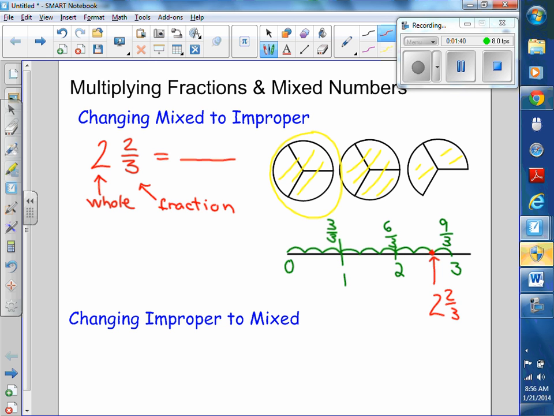So the mixed number, like this one right here, that's 2 wholes and 2/3. Do you see that? Because it's 2 whole jumps, 1 jump, 2 jumps, and then 2/3. That's the mixed number. That's what I have right here. But the improper is just how many thirds altogether. So what do you have, Zoe? I got 8 thirds. You're right, 8 thirds.